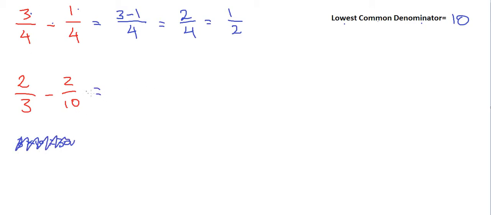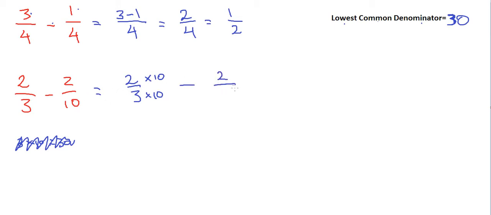So let's proceed. 2/3, I need to find an equivalent fraction to get a denominator of, whoops, I wrote 10, 30. Okay, now how do I get 3 to 30? I multiply by 10. And what I do to the bottom, I do to the top. And it's always multiplicative. That means to find equivalent fractions you either multiply both top and bottom or divide both top and bottom.